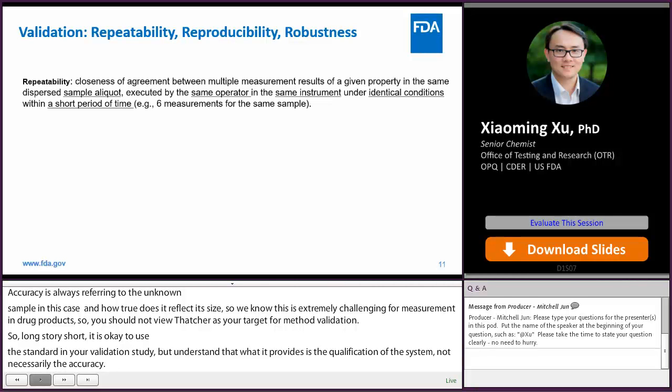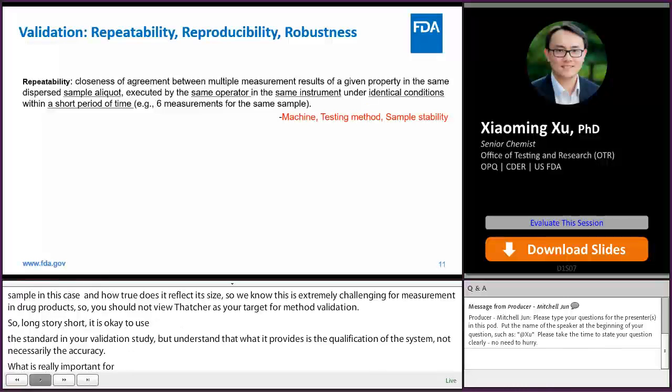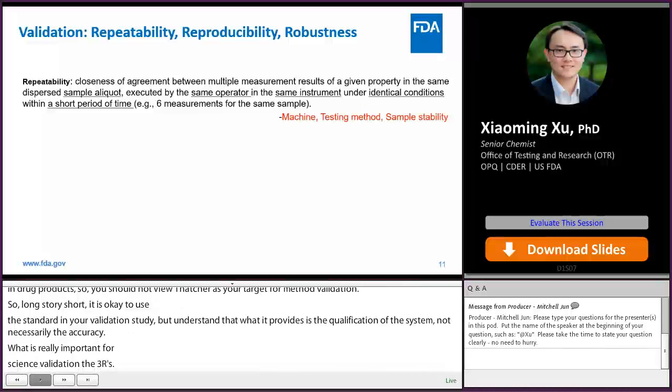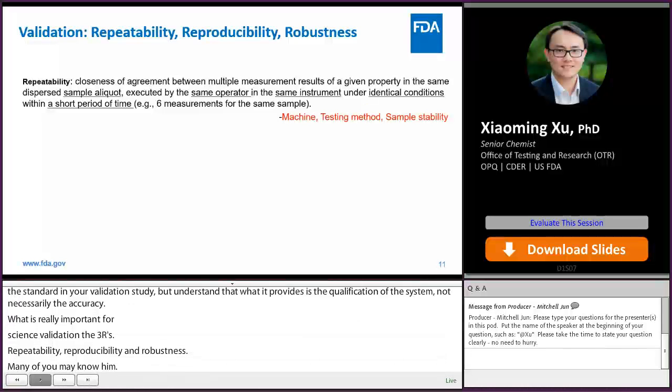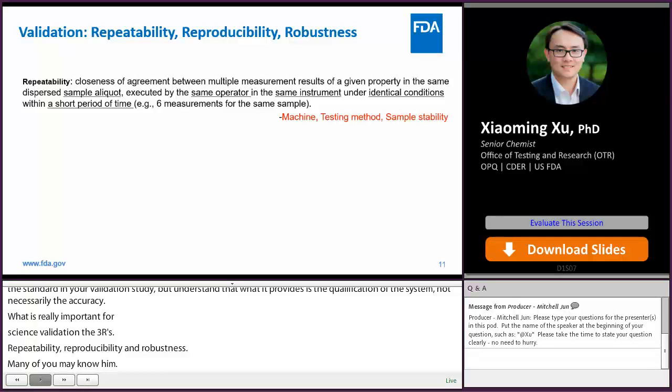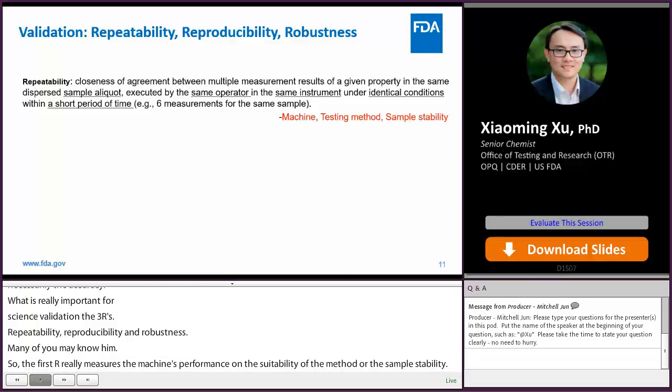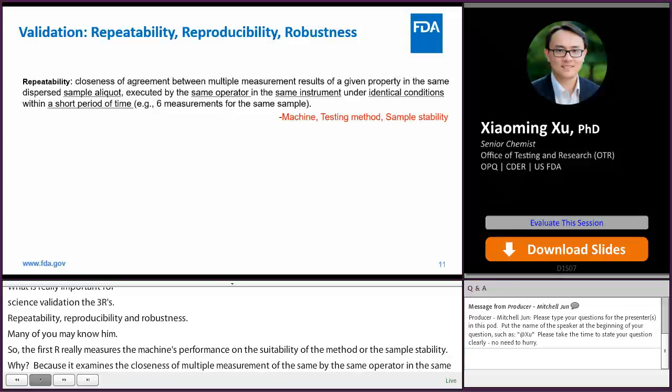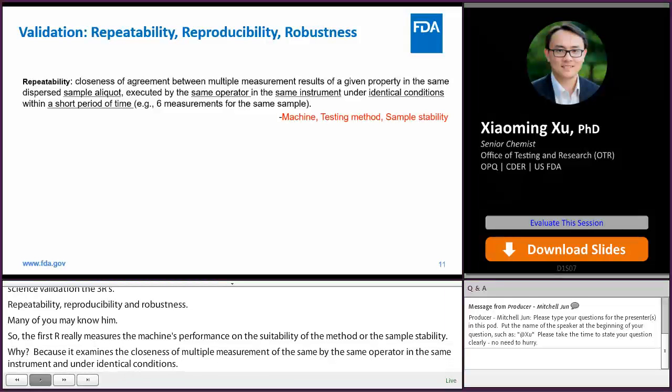So the first R really measures the machine's performance or the suitability of the method or the sample stability. Why? Because it examines the closeness of multiple measurements of the same aliquot by the same operator in the same instrument and under identical conditions. Indeed, the only thing that is changing in a repeatability study is time. For example, 6 consecutive measurements of the same aliquot in the instrument.